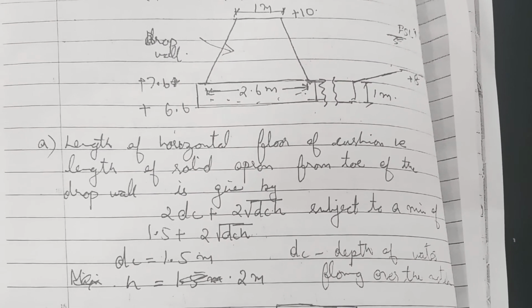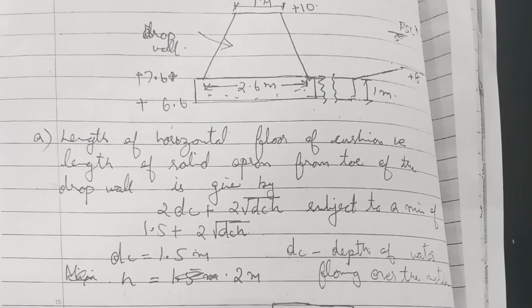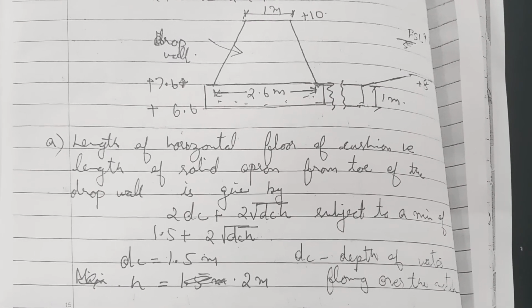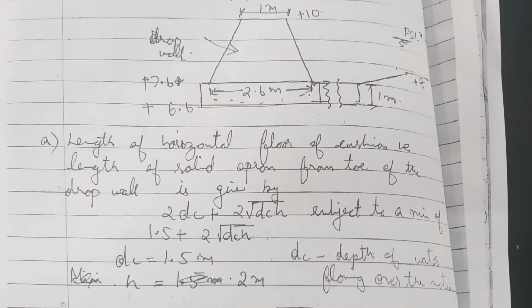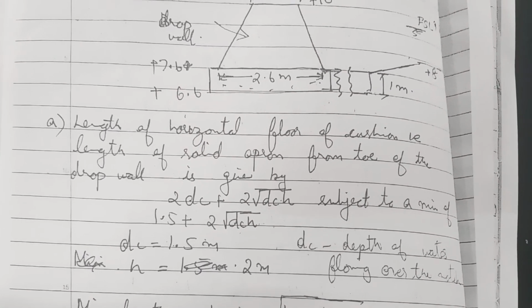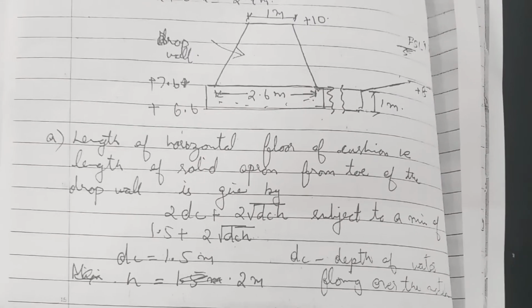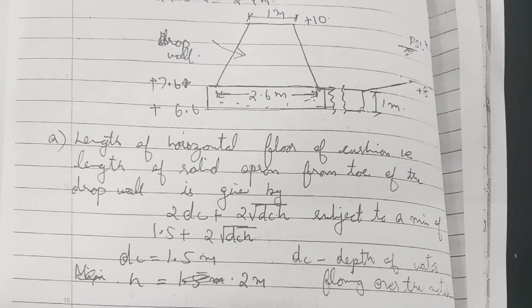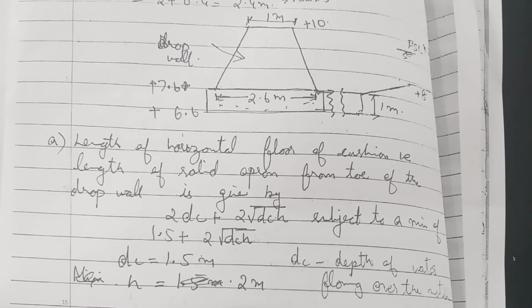Now provide a foundation of 1 meter thick, that is the bottom of the foundation is given by plus 6.6. The bottom width of the wall is given by 2.6 meter.